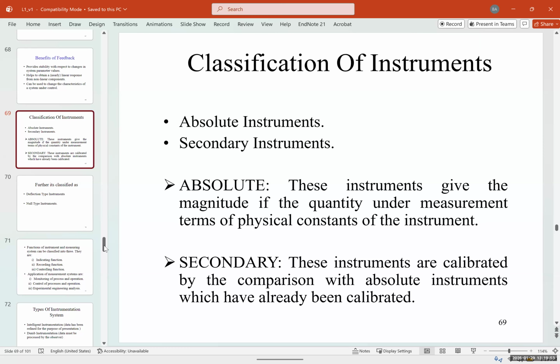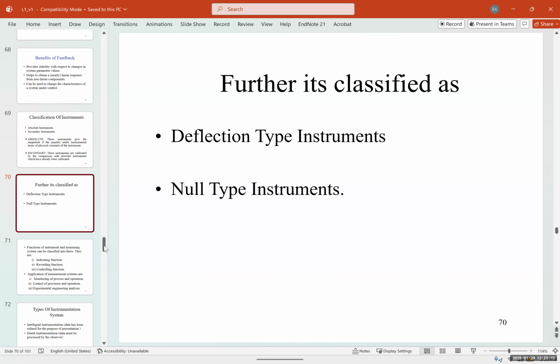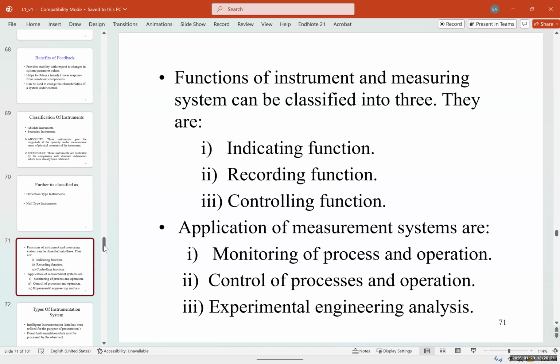Depending on what application we use, if we want very high-end instruments with very high accuracy, we need to calibrate them using these absolute instruments. If you need a mainstream multimeter where you don't care if it's very accurate, like 1-2 volts is not going to make a big deal, you can calibrate it using secondary instruments. Now further, it's classified as deflection type instruments and null type instruments.